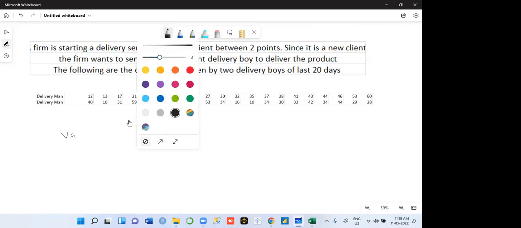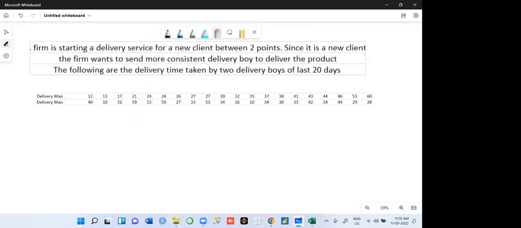Always you can think this way: variance gives you the answer without scale, and standard deviation gives it with scale. Let's prove this. There is a company, I've removed the company name. A firm is starting a delivery service for a client between 2 points. There is a company which has to deliver. You can think of Zomato, you can think of Swiggy also. So they are delivery companies.